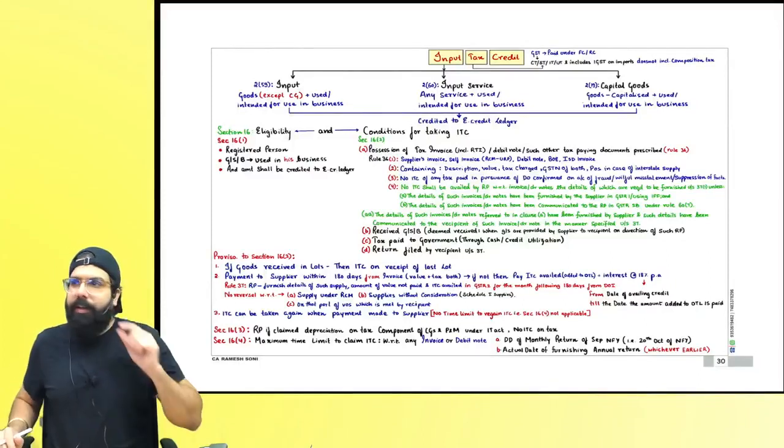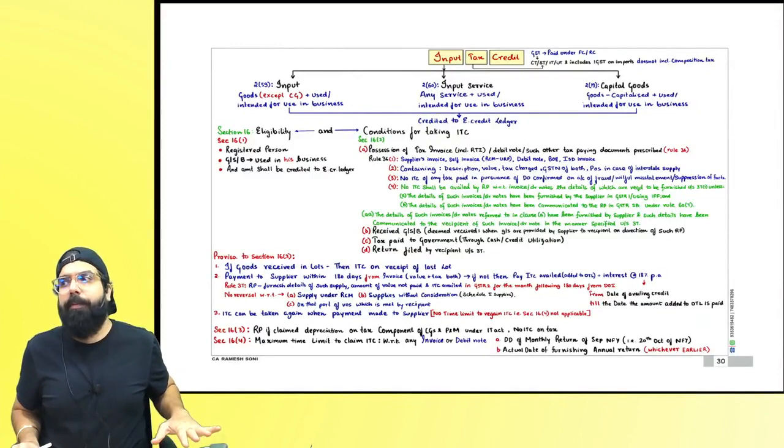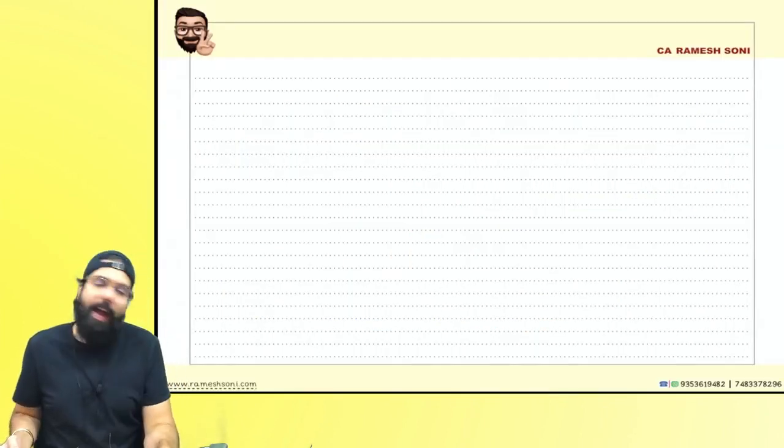Alright students, let's go ahead and revise our next chart. The next chart is on the chapter of input tax credit. Everyone, let's take a quick linking and then we'll go ahead.